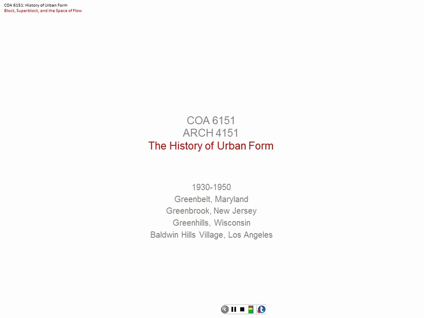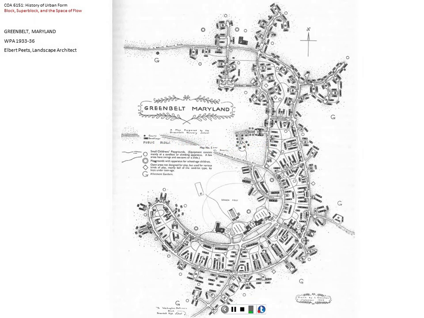In the 1930s, with the advent of a number of programs, actually Techwood Homes down here, which no longer exist, was the first foray of the federal government into publicly subsidized housing in the United States, and a series of these were built usually with the name Green in it somewhere, since green was good. Green Belt, Green Brook, Green Hills, and then Baldwin Hills Village, Green Belt, Maryland.